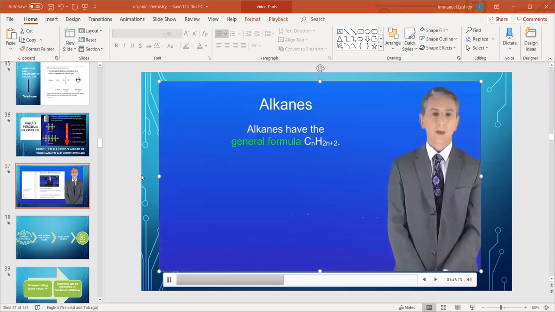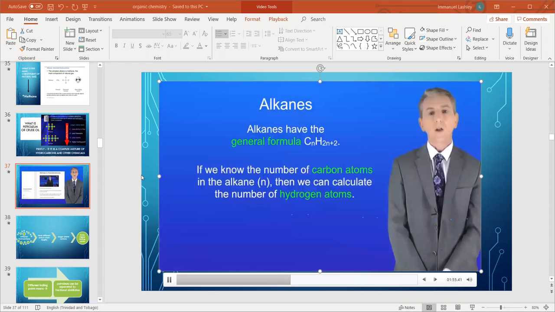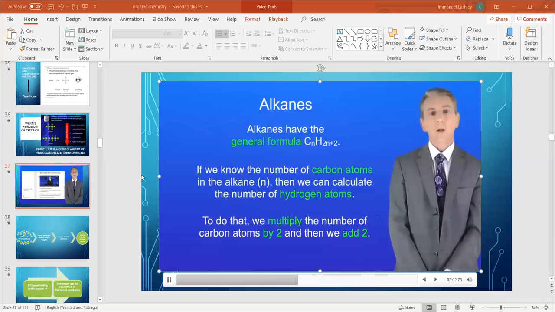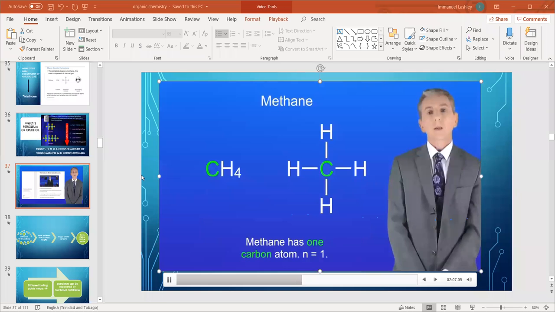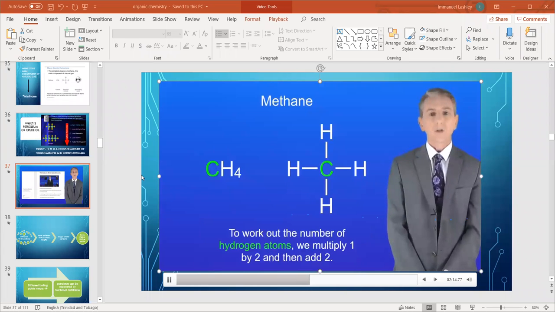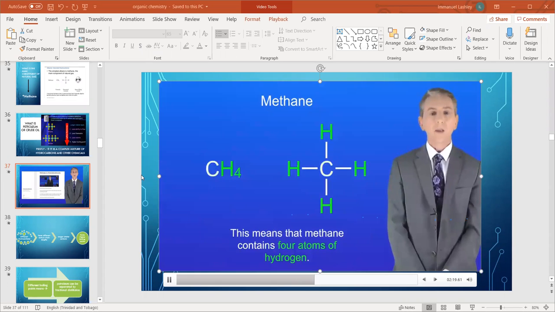The key feature of alkanes is that they have the general formula CnH2n+2. What this means is that if we know the number of carbon atoms in the alkane, in other words n, then we can calculate the number of hydrogen atoms. And to do that, we multiply the number of carbon atoms by 2, and then we add 2. Going back to methane, we can see that methane has one carbon atom. So in this case, n equals 1. To work out the number of hydrogen atoms, we multiply 1 by 2 and then add 2. This means that methane contains 4 atoms of hydrogen.